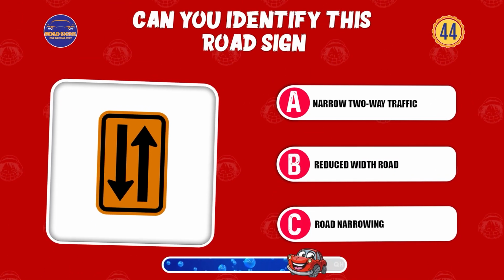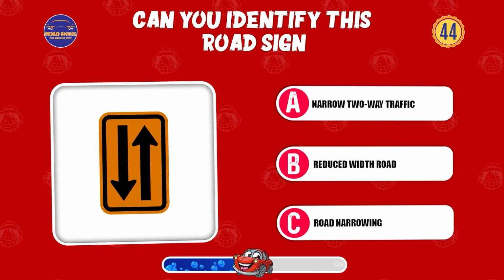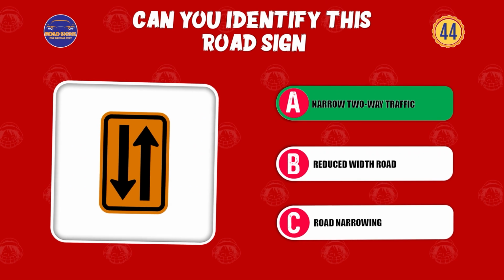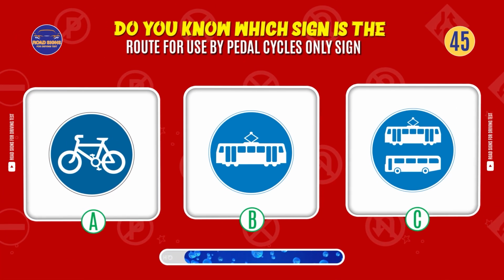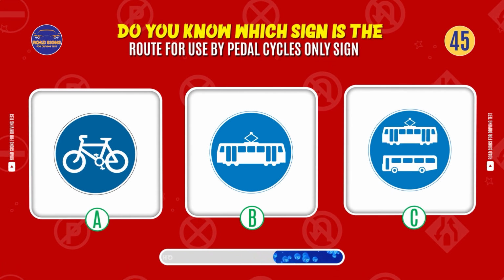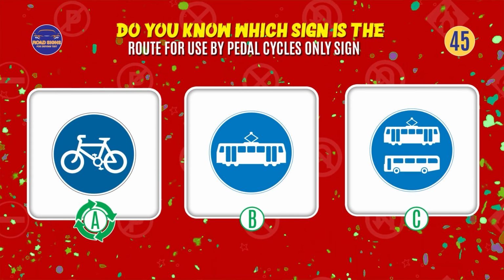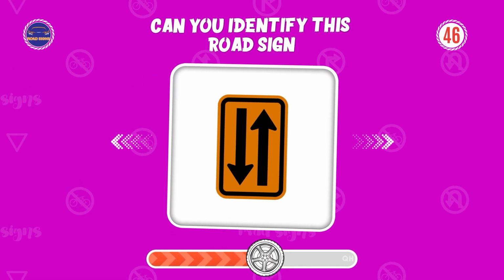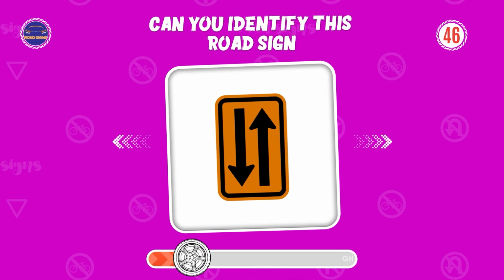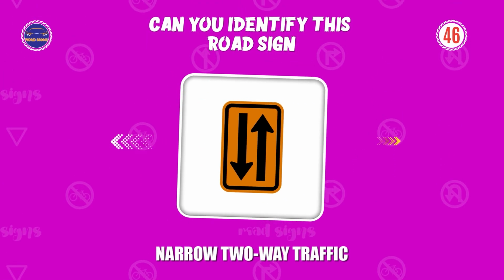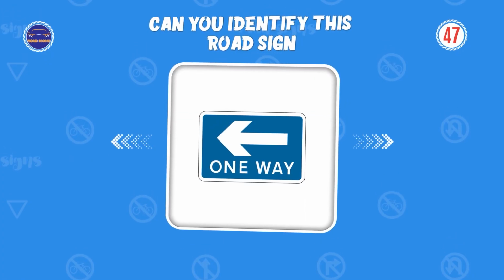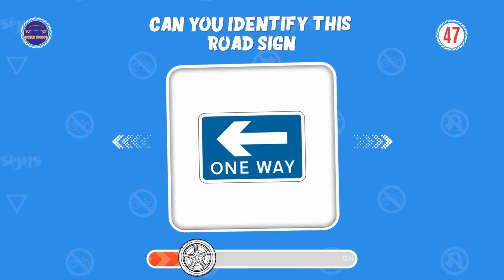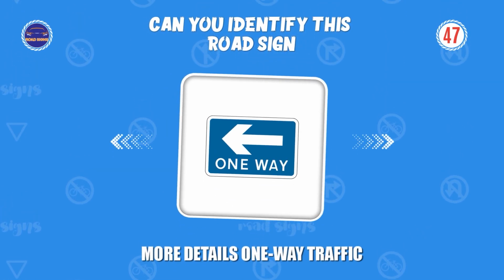Question 44. Can you identify this road sign? A. Narrow two-way traffic. Question 45. Question 46. What does this road sign mean? Narrow two-way traffic. Question 47. Can you identify this road sign? More details. One-way traffic.